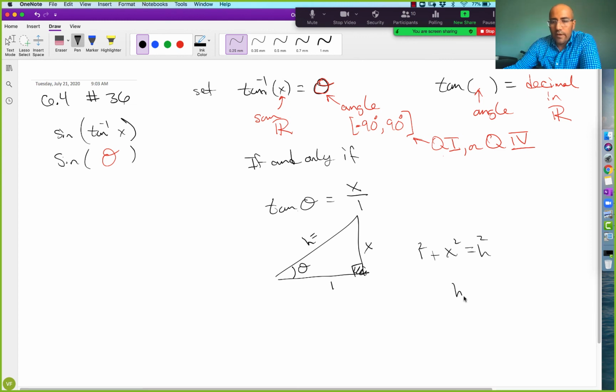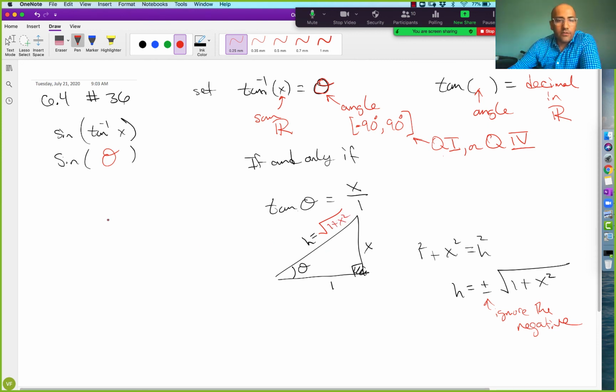Good. So h equals plus or minus the square root of 1 plus x squared. And again, we are ignoring the negative. Ignore the negative. So that's what this is. This can be the square root of 1 plus x squared.